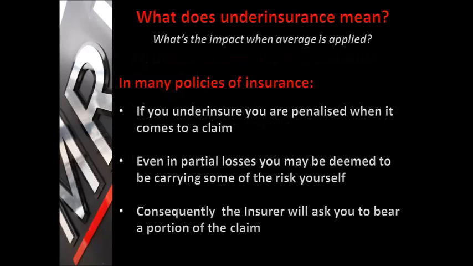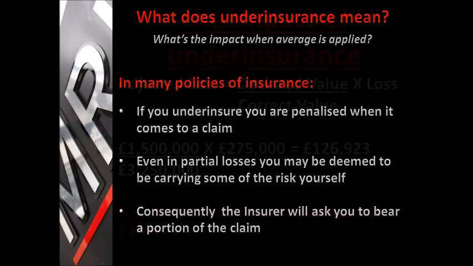But what does underinsurance mean? When you're underinsured, following a claim, insurers will apply average. So, if average applies to your claim, insurers will penalise you and you will be responsible for a significant percentage of the claim. So, in summary, if you have the wrong business interruption formula or calculation, you will have to fund from your own resources the claim that the insurers will not contribute to.